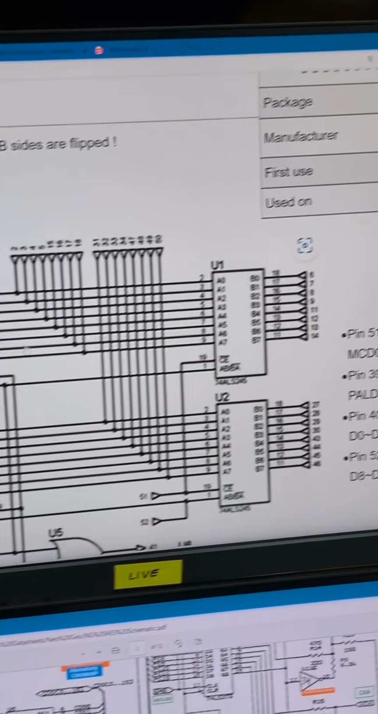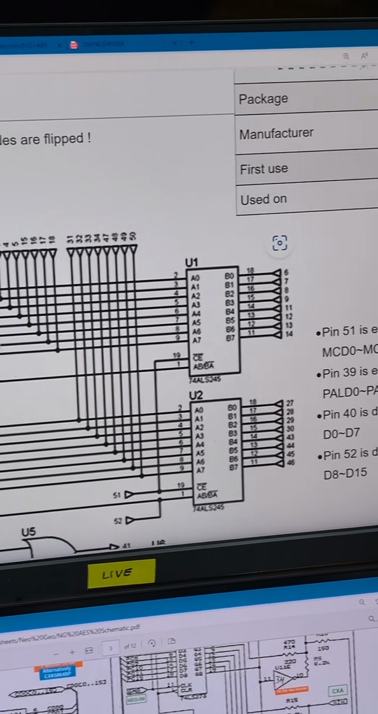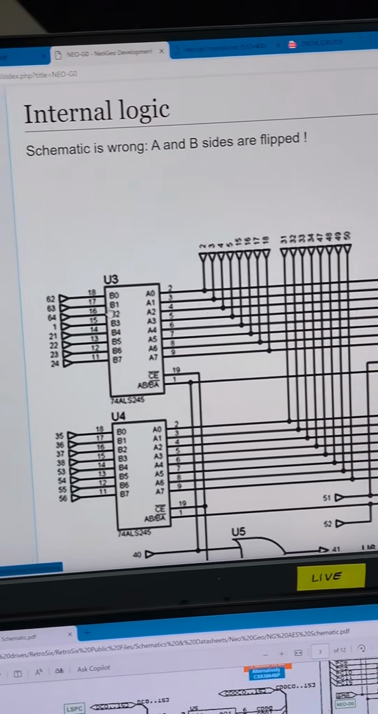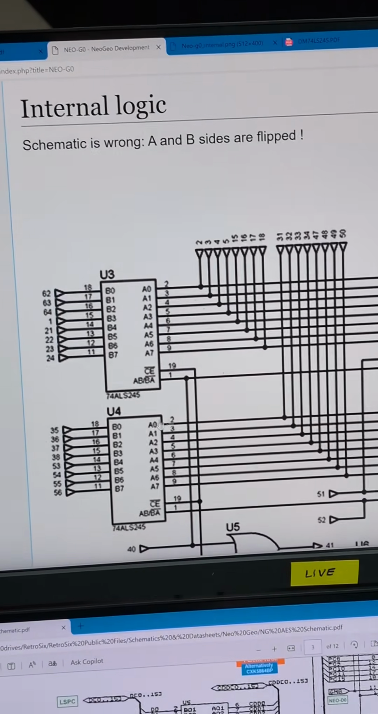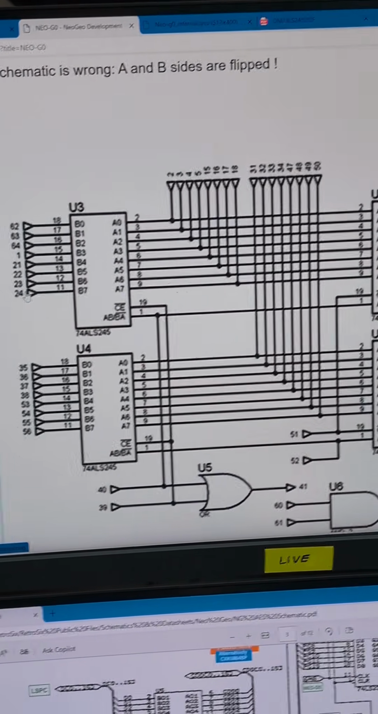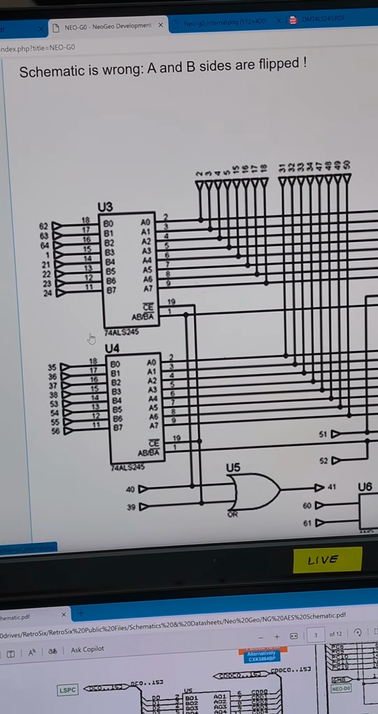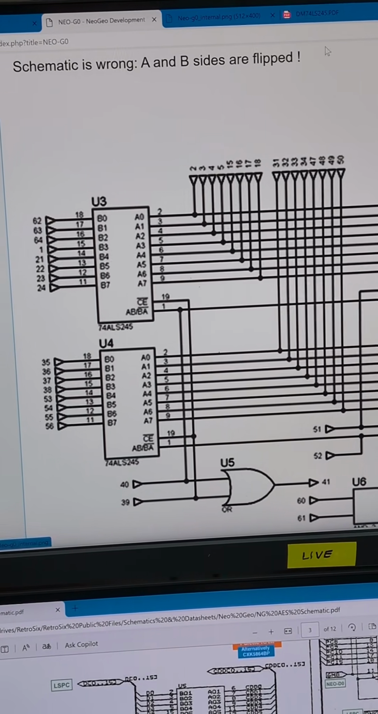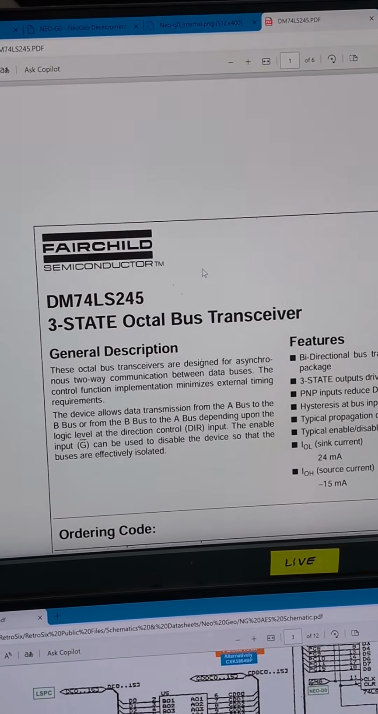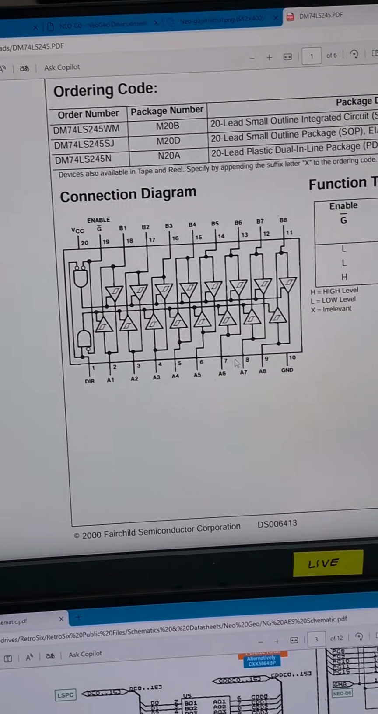It looks like some fairly simple buffer logic, so bus transceivers. It says that A and B are the wrong side, but we don't really care about that. And it's a 74245 logic, which is an octal bus transceiver, and all that means is we have some pins here.